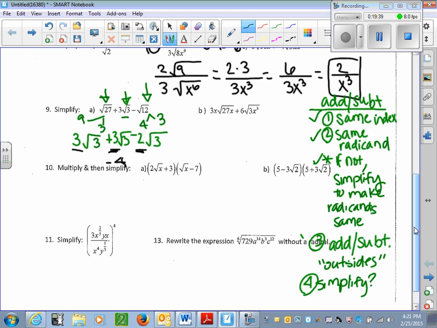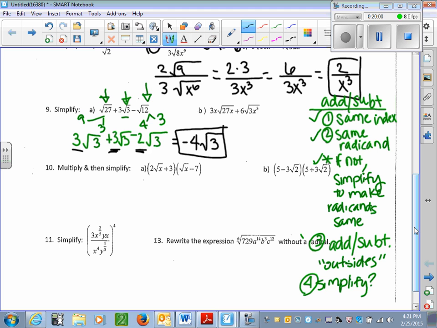So this gives me a negative 4. And then my radicand, or my radical, just follows it, square root of 3. So this is my answer. All right, so that's adding and subtracting. All right, so you can go on to B and do B.